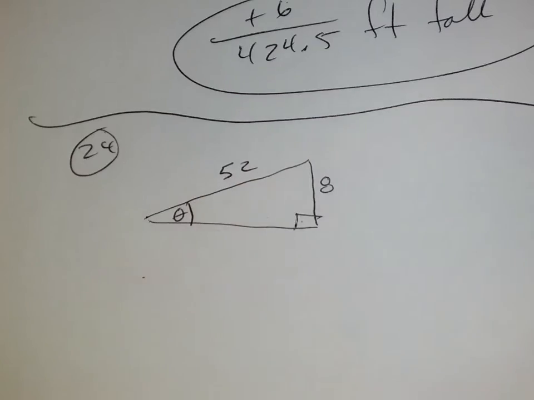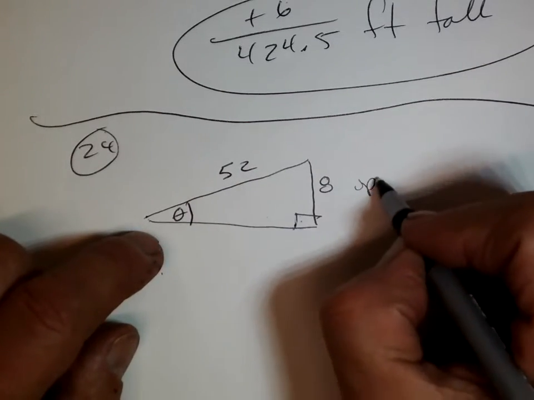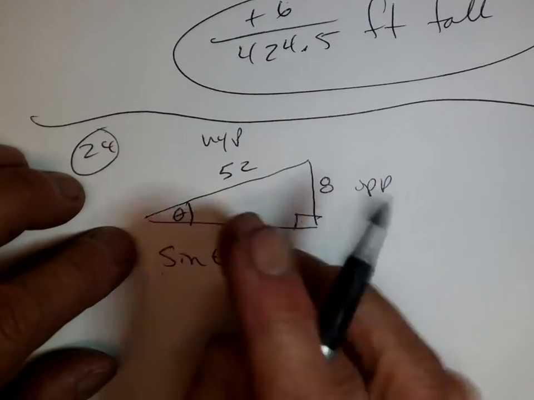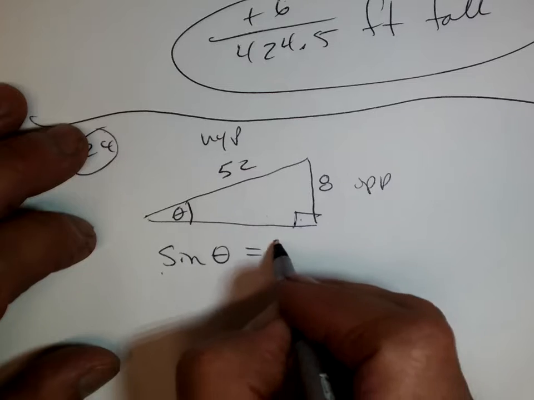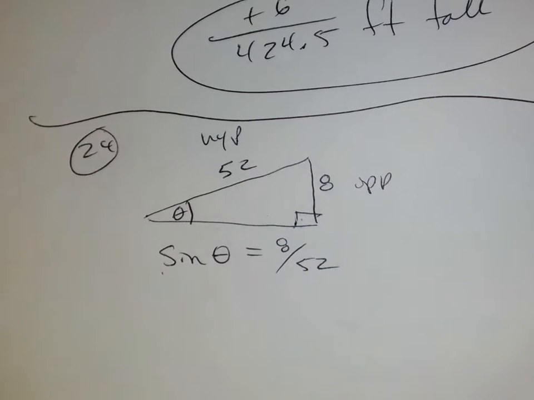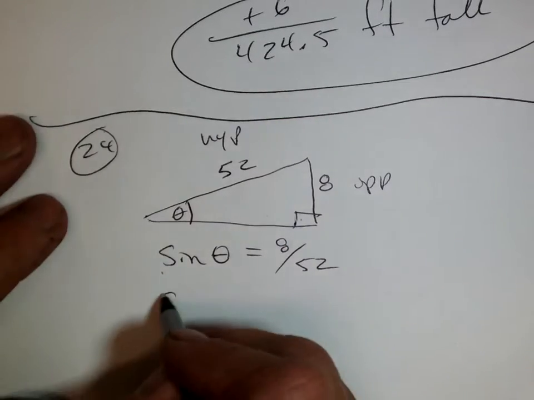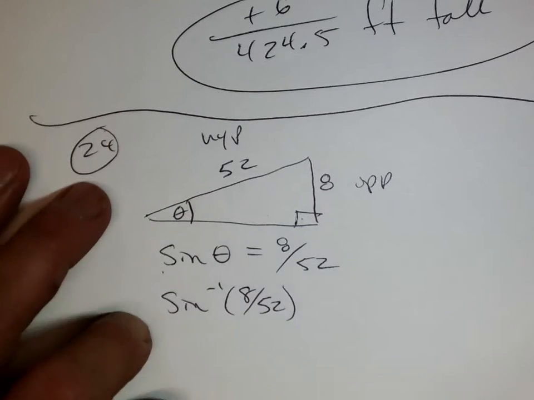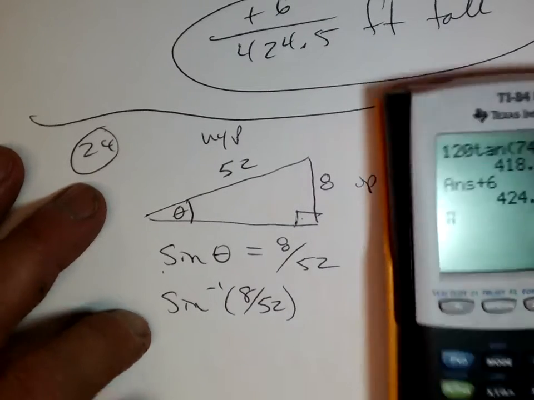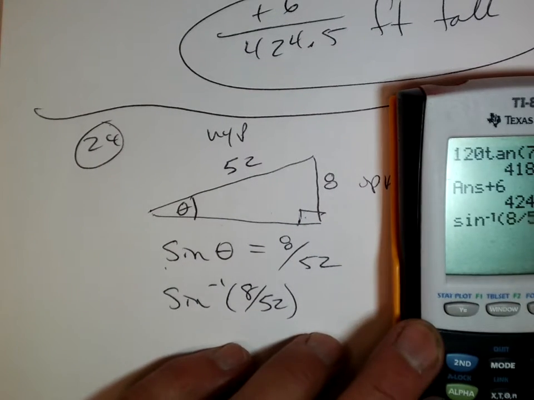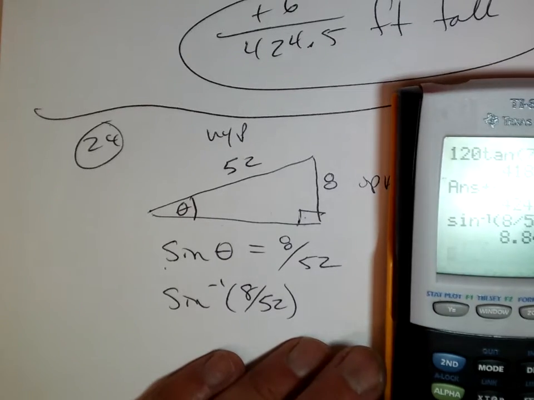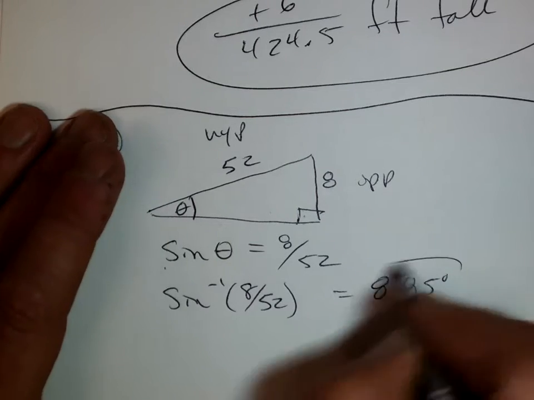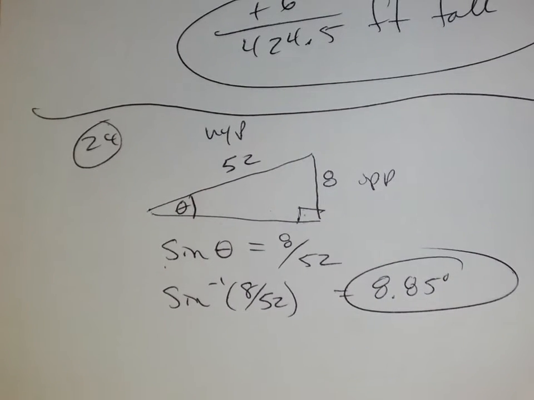All right, well, I can do that. Opposite, right? Hypotenuse. Let's use sine of theta equals opposite over hypotenuse, 8 over 52. I need to find the angle, so I'm going to use my inverse button. So I'm going to go sine inverse of 8 over 52. So let's see, sine inverse 8 divided by 52, and I get an answer about 8.85 degrees, which I think is within code, 8.85 degrees. Grandma JoJo can get up that one, maybe.